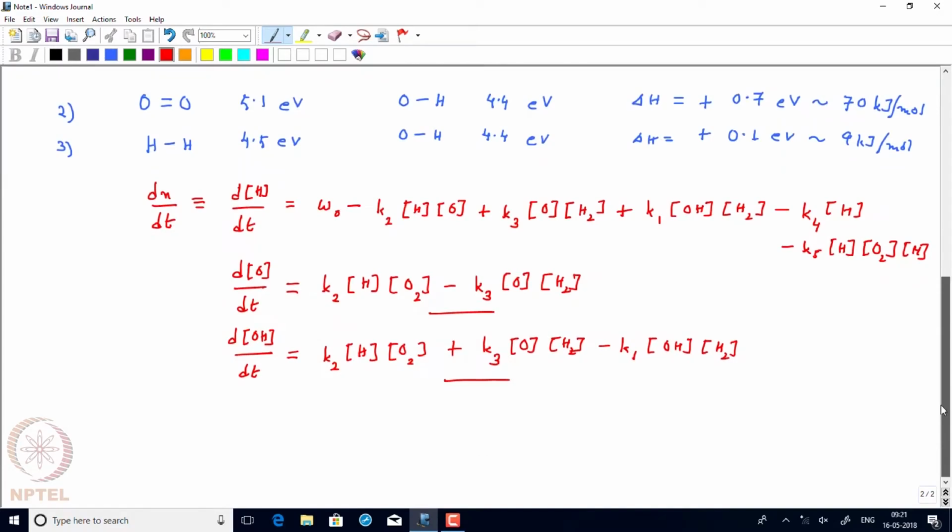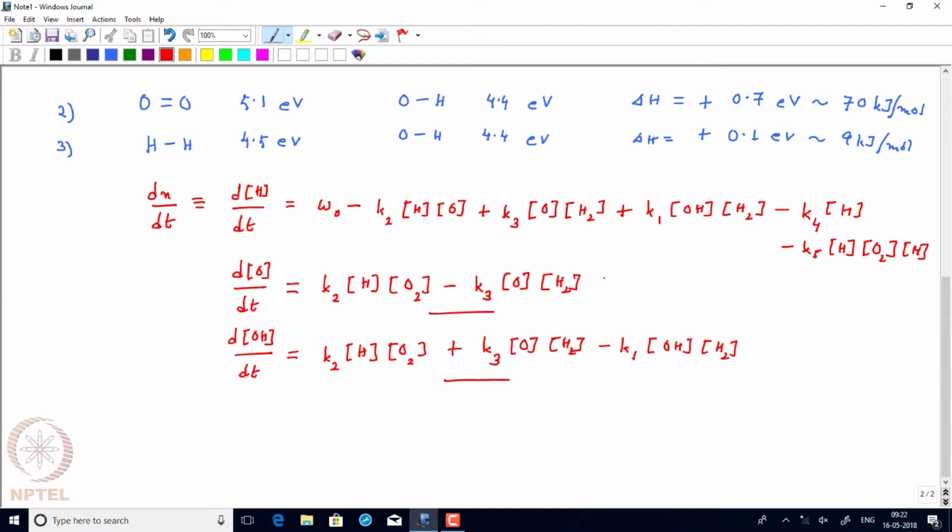Now what we are saying is as follows. We have actually written the kinetic equations, rate equations, for three radicals. One is H, one is oxygen, and one is OH radical. Now the H is the main component here, but what we are saying is that when the reaction proceeds, this H radical keeps on increasing, while the OH radical and O radical concentrations are small, and are kept small throughout the reaction.